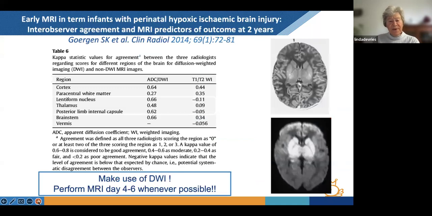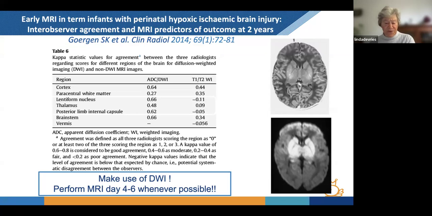There's a nice paper from Australia, more than 10 years ago now, where there were 3 radiologists and they were scoring the MRIs with or without diffusion weighted imaging. And we see that the kappa between the 3 radiologists is a lot better, still not very, very good, but still a lot better when diffusion weighted imaging was available.